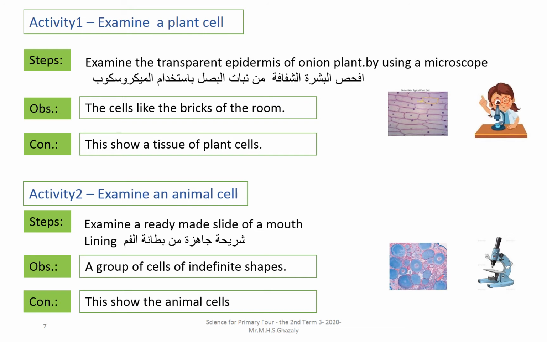Activity 2. Examine an animal cell. فحص خلية حيوانية. Steps: examine a ready-made slide of a mouth lining. افحص شريحة جاهزة من بطانة الفم. Observation: a group of cells of indefinite shapes. مجموعة من خلايا ذات أشكال غير منتظمة أو محددة. Conclusion: this shows the animal cells. هذا يوضح الخلايا الحيوانية.